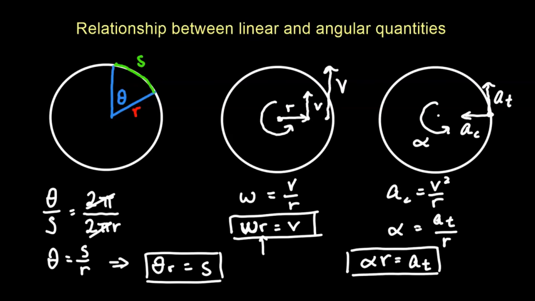So I'd like you to take a look at all three of these equations, and notice how to go from the angular to the linear quantity, we take the angular quantity times r, and that equals the linear quantity. And with the acceleration, be careful that there are two accelerations there, because if it's going in a circle or in a curved path, it's also going to have a centripetal acceleration.